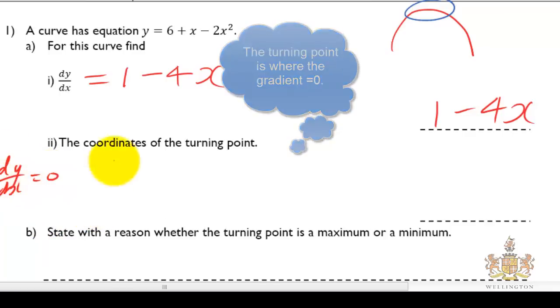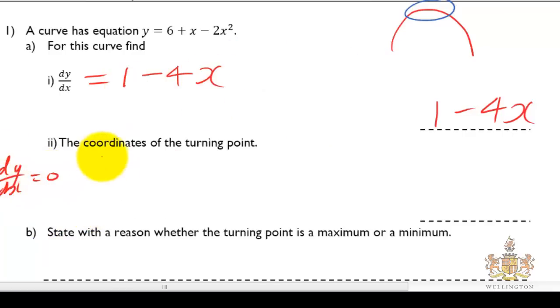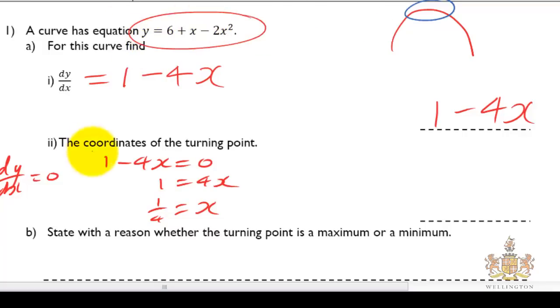Now if dy by dx equals 0, that means 1 minus 4x equals 0. And so therefore 1 equals 4x, add 4x to both sides, and x will therefore equal a quarter if you divide both sides by 4. Now we want to find y, so we're going to use this equation to find y. We want to find y because we want to find the coordinates of the turning point. So let's put a quarter into this.